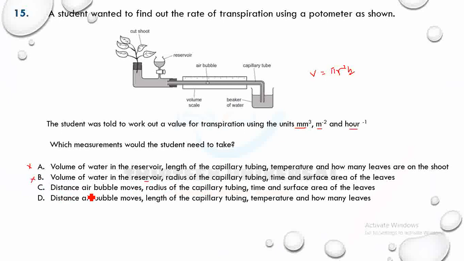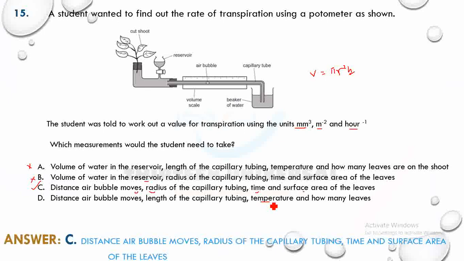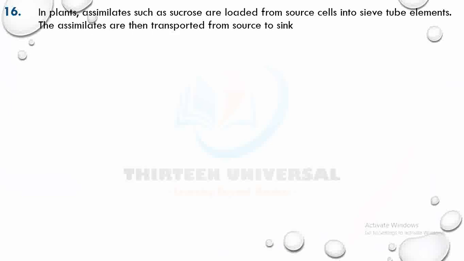C says distance the air bubble moves. Okay, this is correct. Radius of the capillary, yes, we need it, and time, yes, we need time, and the surface area of the leaves, yeah, we need them. We don't need temperature. So you see, this shows us temperature, we don't need it. So the answer is C. So let's go to the next question, guys.